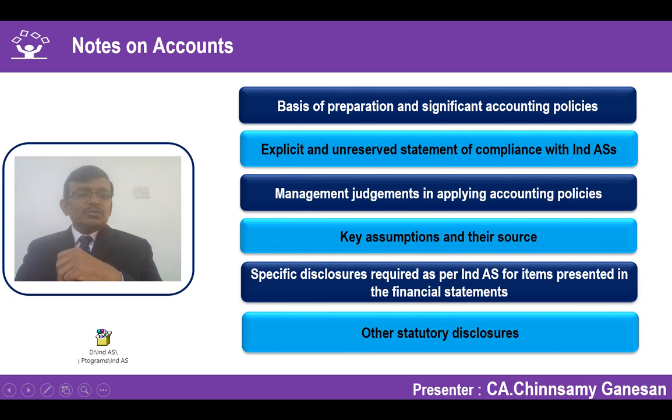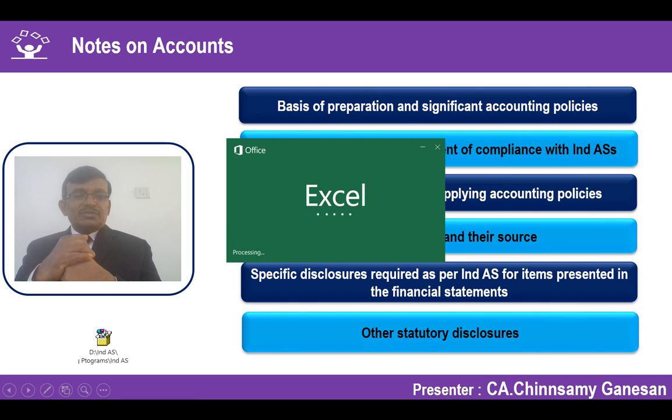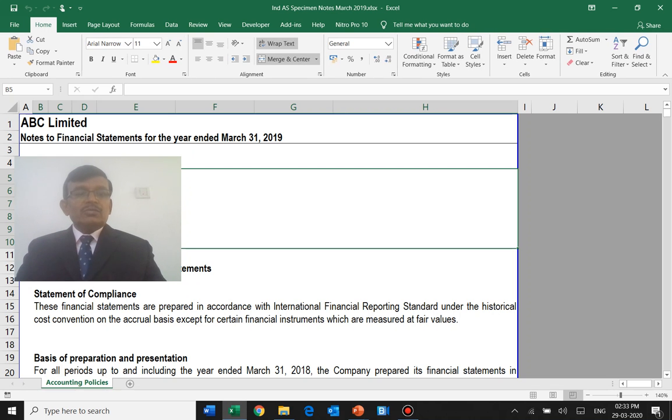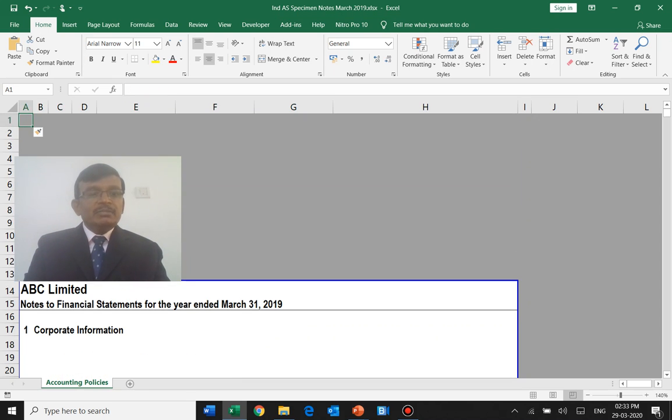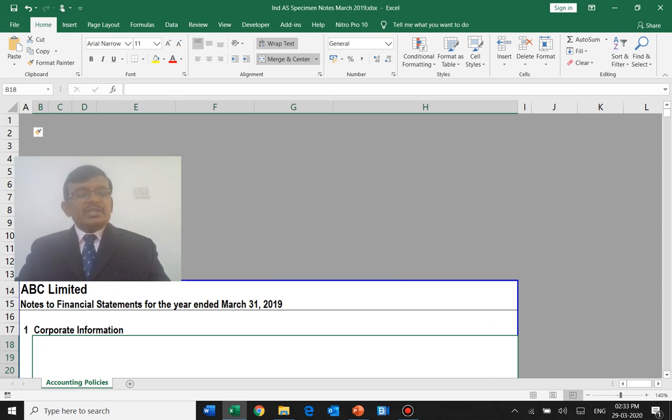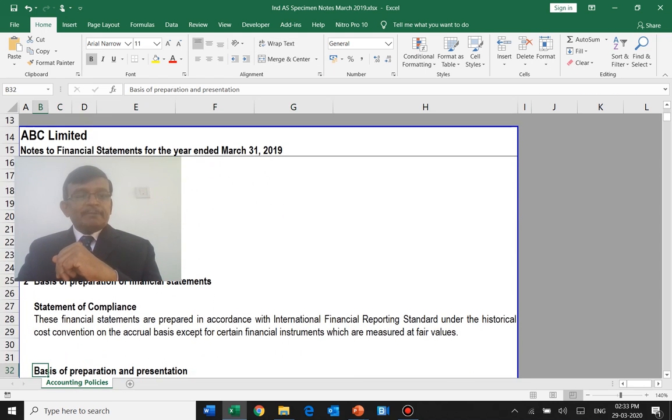Let me quickly take you through one Excel file where I can show you how the structure actually works with respect to the notes and accounts, so that you can understand what happens. One thing which is encouraged is to include corporate information: what the company is, its parent company, its ultimate parent company, and the type of industry in which the company is engaged. It will give a good insight to the reader of the financial statements to understand the industry in which the company is operating.